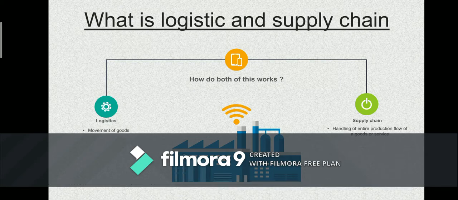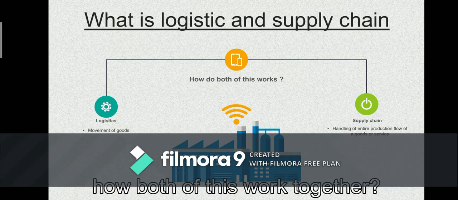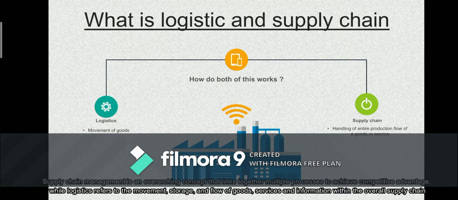Okay, how does this work together? Supply chain management is an operation concept that links together multiple processes to achieve competitive advantage, while logistics refers to the movement, storage, and flow of goods, services, and information within the overall supply chain.